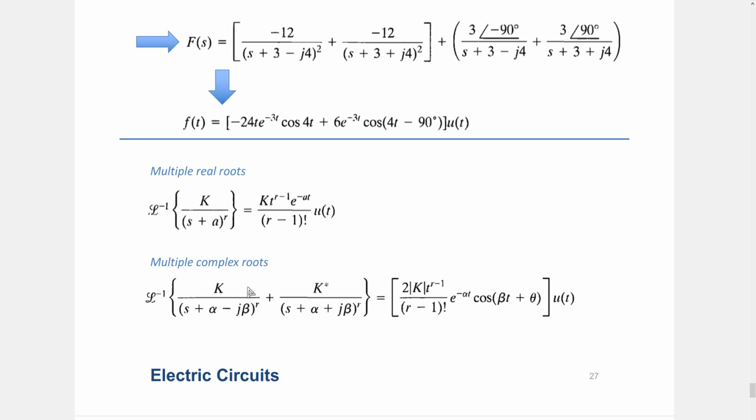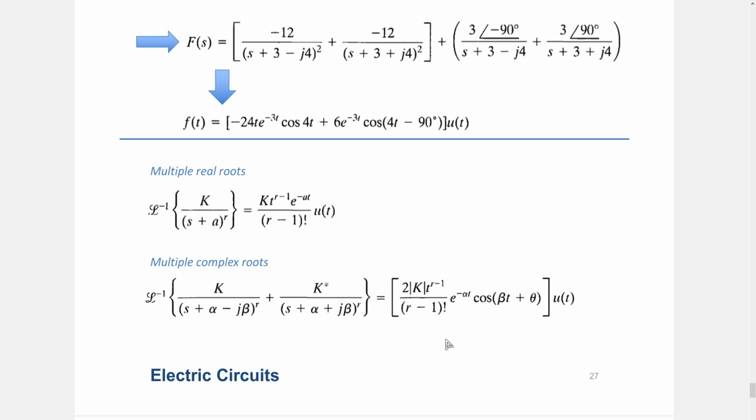When we have multiple complex roots, like k divided by (s plus alpha minus j times beta) to the r, plus k conjugate divided by (s plus alpha plus j times beta) to the power of r, the inverse Laplace transform of such an expression will be 2 times the absolute value of k times t to the r minus 1 divided by the factorial of r minus 1, times e to the minus alpha t times cosine of (beta t plus theta) times the unit step function.